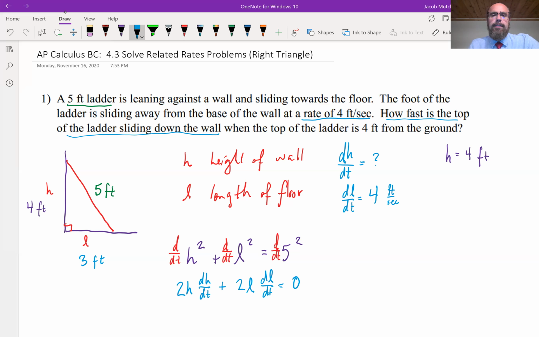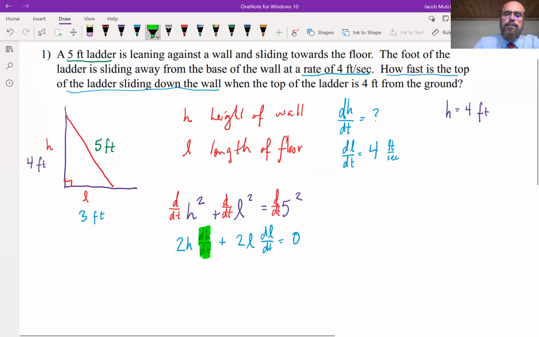So once I've taken the derivative, it's just up to me to substitute in information and then solve for the rate that I'm looking for. I'm looking for dH/dt. So I'm going to go ahead and highlight that here in green. So the stuff around it, I need to plug in information. I also need to solve then for dH/dt. So let's do the substitutions first.